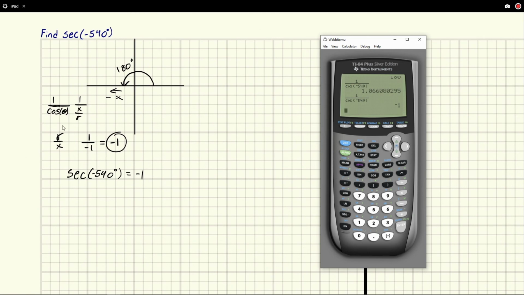So this is a way you could do it if you can't remember how it works, but you can remember the ratio definitions, which are easily derived. We've done that a couple times in previous videos.